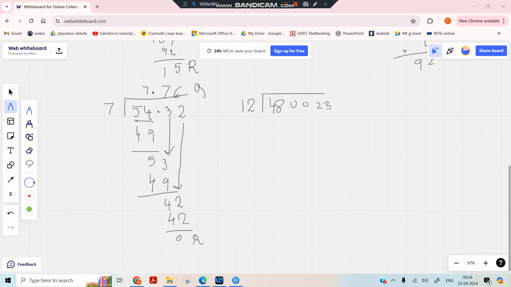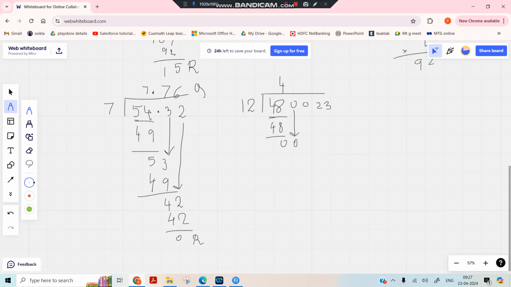Let's take another example. So we are trying to divide a large number 480023 with 12. So first check the first digit 4. 4 doesn't come in the table of 12. So we take the first two digits, that is 48. And yes, 48 comes in the table of 12. 12 times 4 is 48. And your remainder here is a 0. And then this 0 comes down.